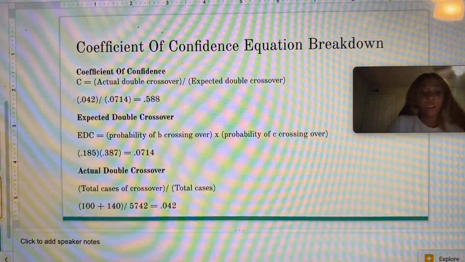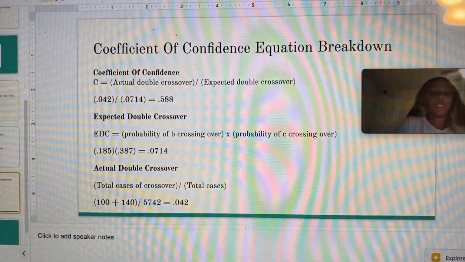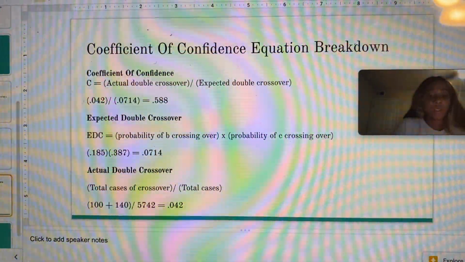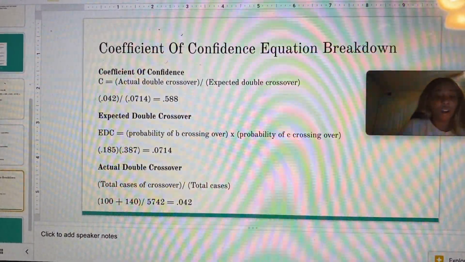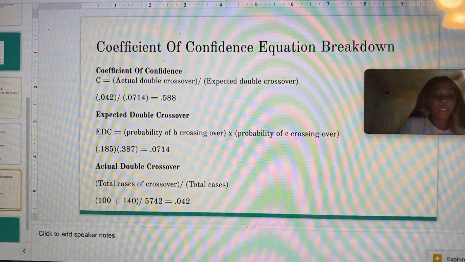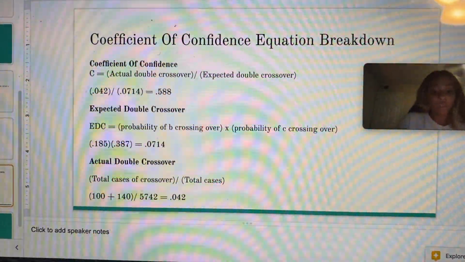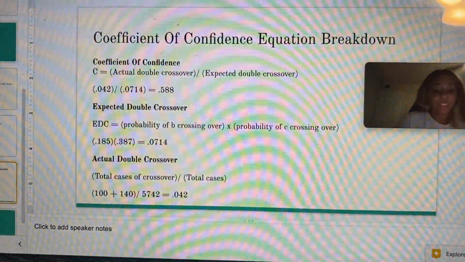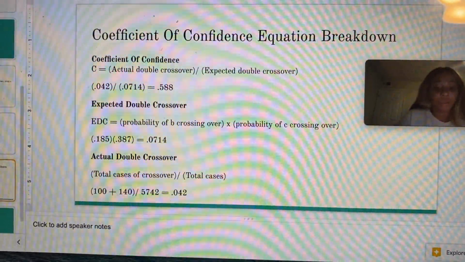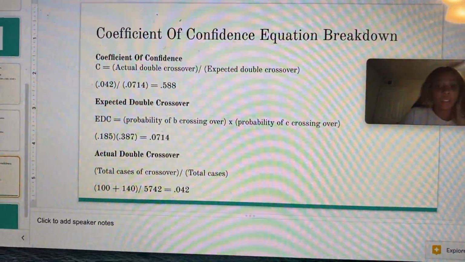And I also have the coefficient of coincidence equation breakdown here. I have coefficient of coincidence, C, which will equal actual double crossover divided by expected double crossover, which was 0.042 divided by 0.0714, and that equaled 0.588.